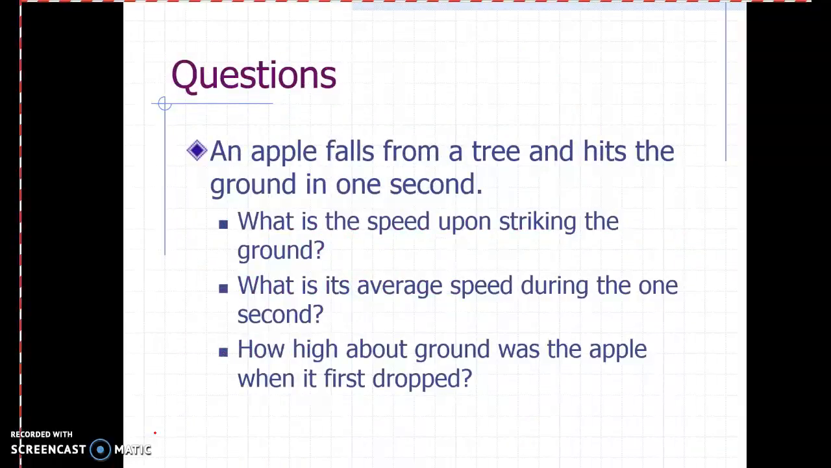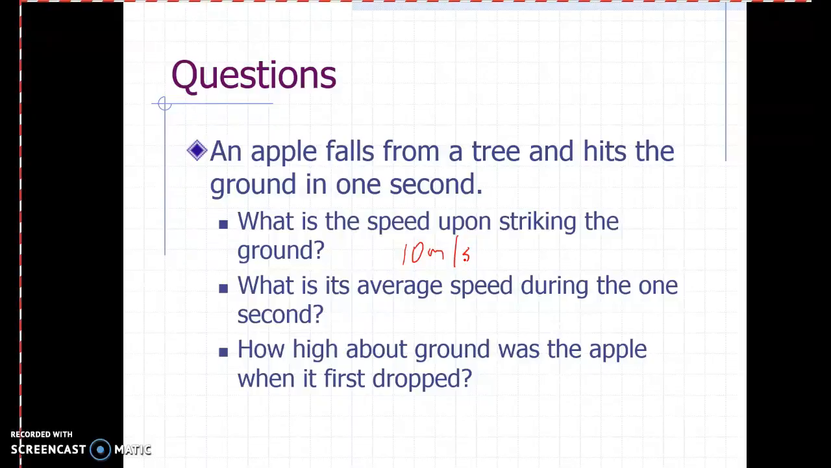Okay, so an apple falls from a tree and hits the ground in 1 second. What's its speed upon striking the ground? So in 1 second, 10 meters per second. What's the average speed during this 1 second?